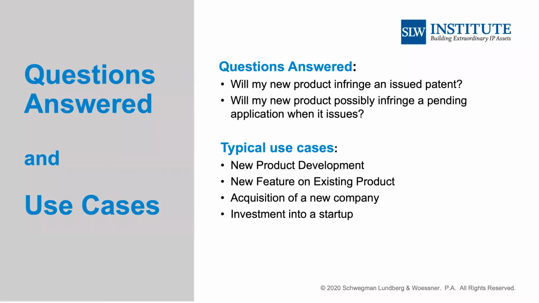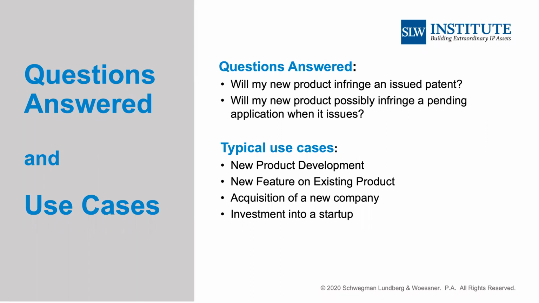So the basic question answered today is, will my new product or service infringe an issued patent, and will it possibly infringe a pending application when it issues? And we all know the typical use cases are new product development. We're going to make a new product, we want to make sure it doesn't infringe any third-party patents, or we've got a new feature on an existing product that we want to release.